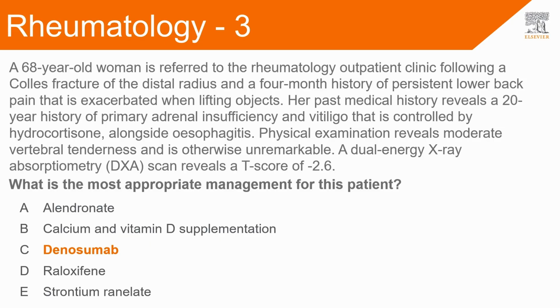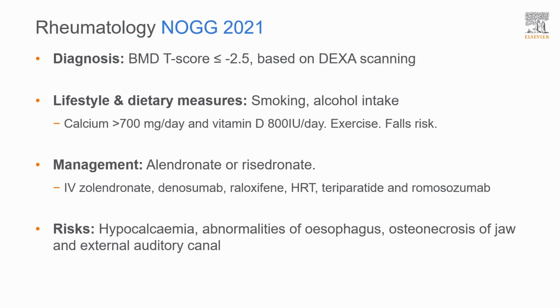Okay, good. Let's go through a bit more of a deeper dive into osteoporosis. One of the main things I want you to remember out of this talk today is that osteoporosis is defined as a bone mineral density T-score of less than -2.5 based on DEXA scanning, okay?